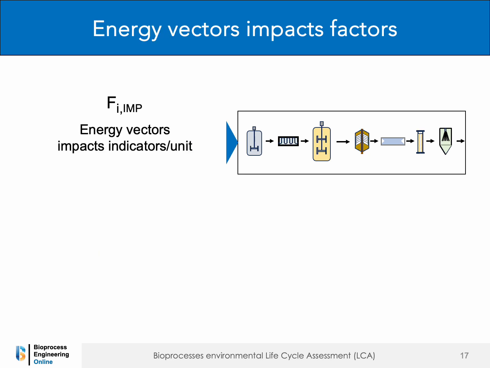The assessment of bioprocess impact indicators also requires the knowledge of the impact factors, FI, of the used electricity, gas, or fuel energy sources. These impact factors represent the impact indicators per unit amount of energy vector obtained from a life cycle assessment. They encompass all impact contributions during the energy vector production, transport, and utilization stages.